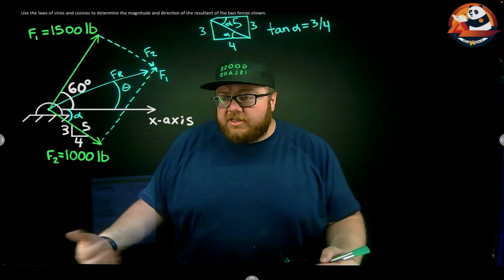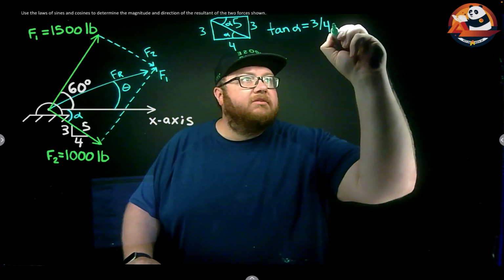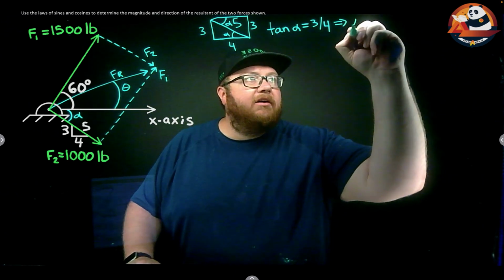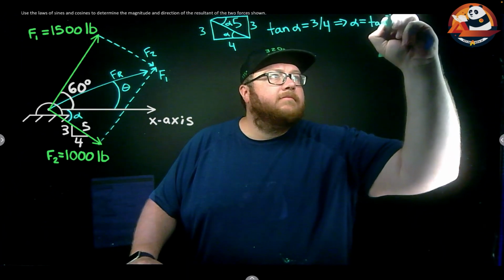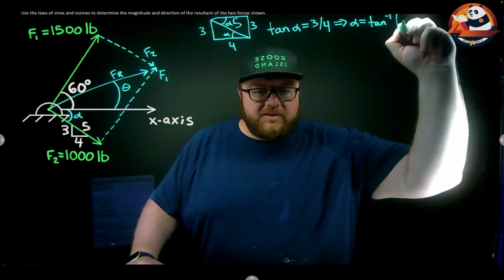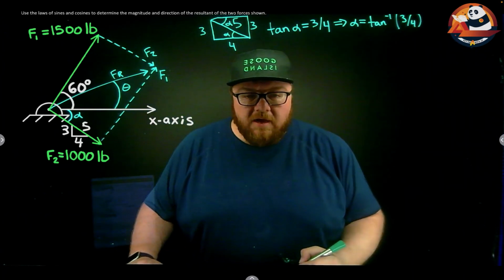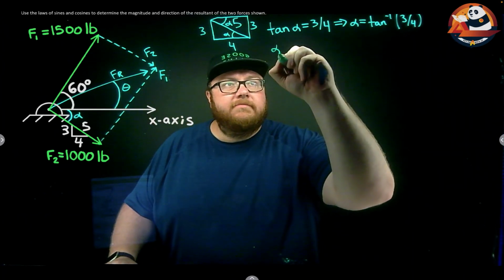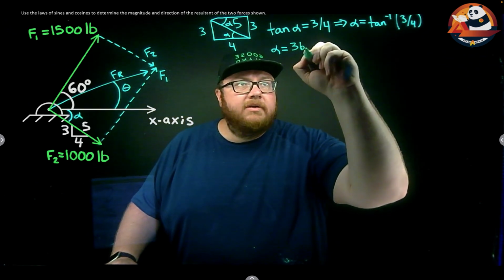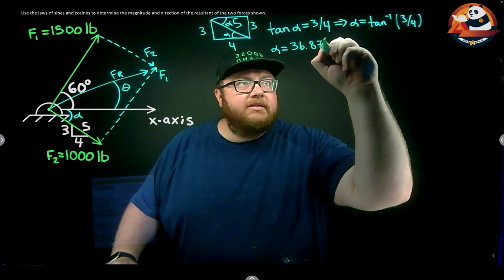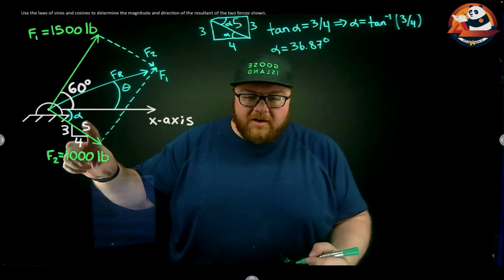The inverse tangent of 0.75 is what we really want to use here. This will get us to alpha is the inverse tangent of 3/4, 3 over 4. Or alpha is going to be equal to 36.87 degrees.